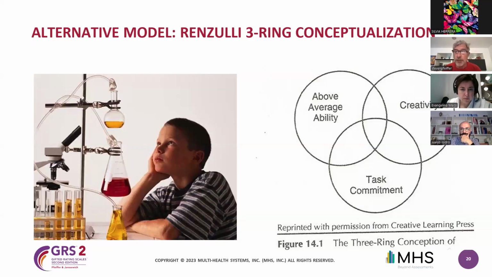This is the three-ring conceptualization. Okay, again, this isn't the best model, and the others are not incorrect. It's just one useful way for us to conceptualize what we mean in our school by gifted kids. This is how Renzulli views giftedness. Okay, next slide.